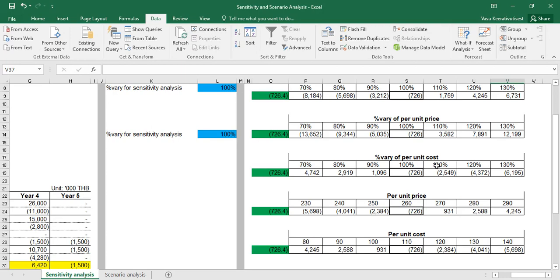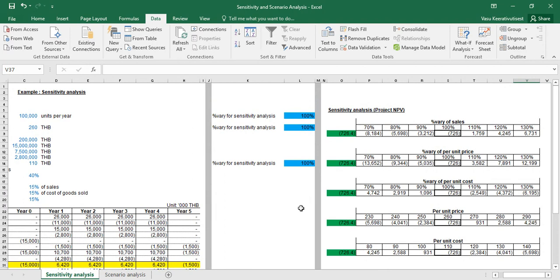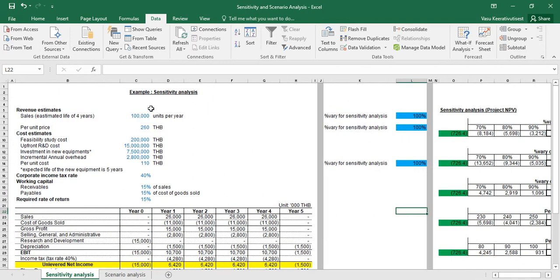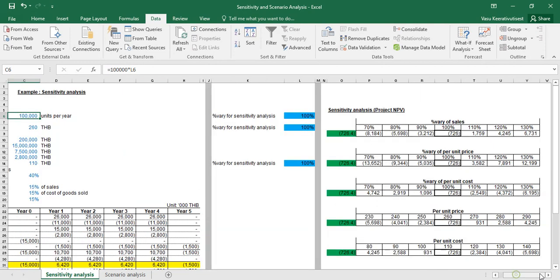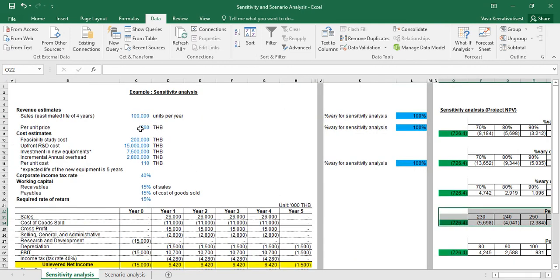Okay, so I hope you get some idea about how we use Excel. But remember, if you want to vary in terms of percent, make sure that you link this 100,000 with this cell first. Okay, and then have a look here. When we conduct this, we vary this percent. But when we conduct this per unit price, I vary in terms of this cell. So this is a story about how we use Excel to calculate sensitivity analysis.